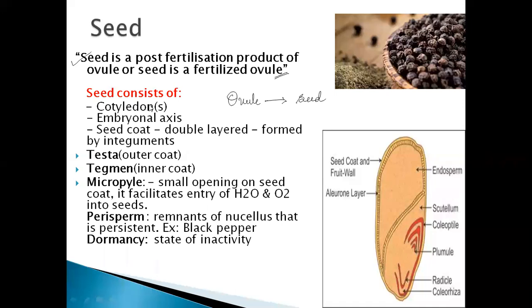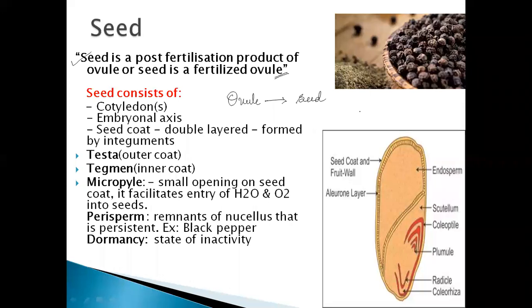Okay, next, coming to what the seed consists of. When we were studying the embryo, we studied the embryonal axis. The embryonal axis consists of the plumule, radicle, root cap, coleoptile, coleorhiza, and in monocot it is the scutellum. The cotyledons are nothing but the covering of the embryo or covering of the seed.